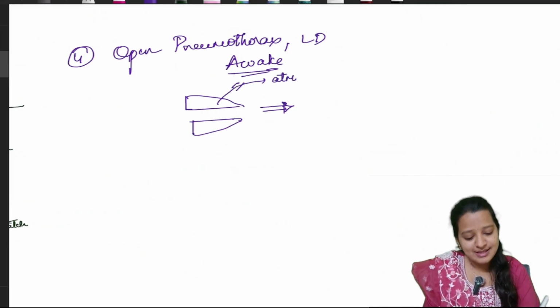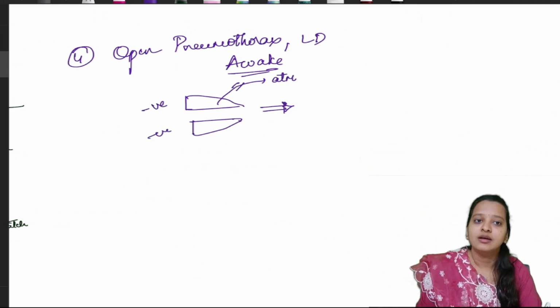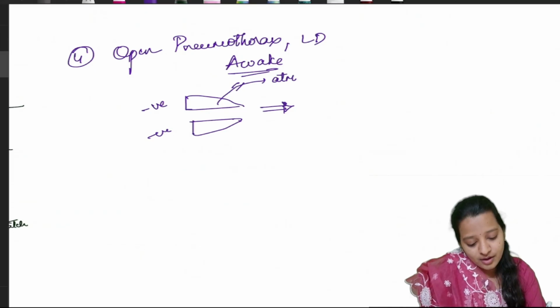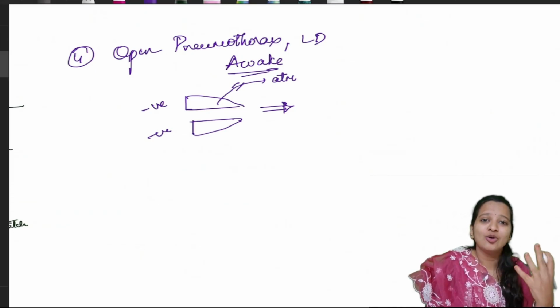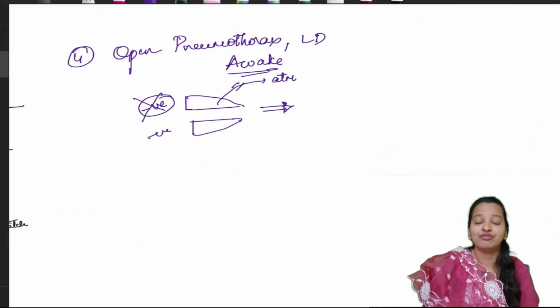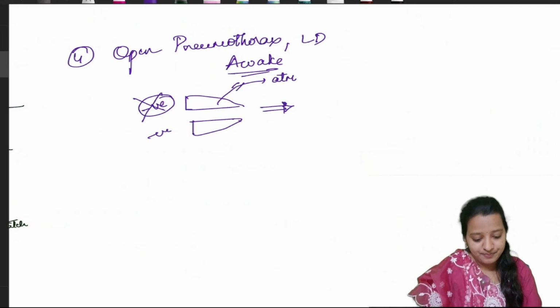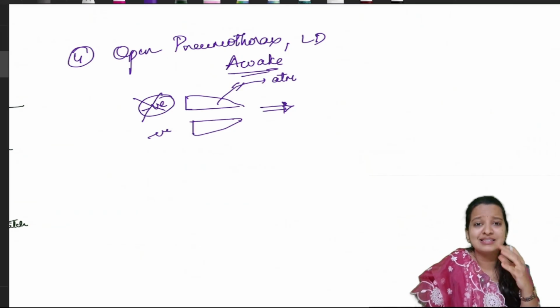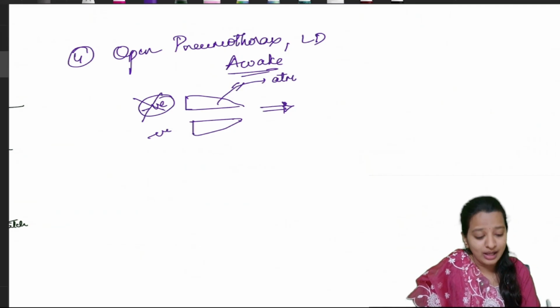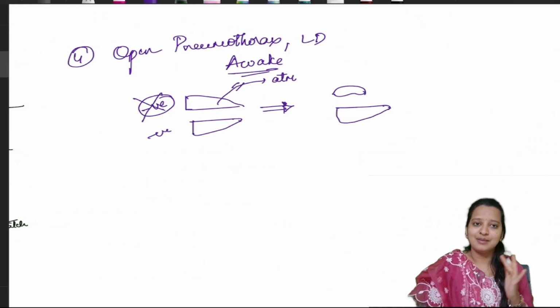Normally, there will be negative intrapleural pressure in the lungs, right? So, due to this opening, due to this direct contact with the atmosphere, the negative intrapleural pressure of the affected lung, that is the upper lung here, is lost. So this upper lung tends to get collapsed, and the lower lung is normal. So this is the position now.